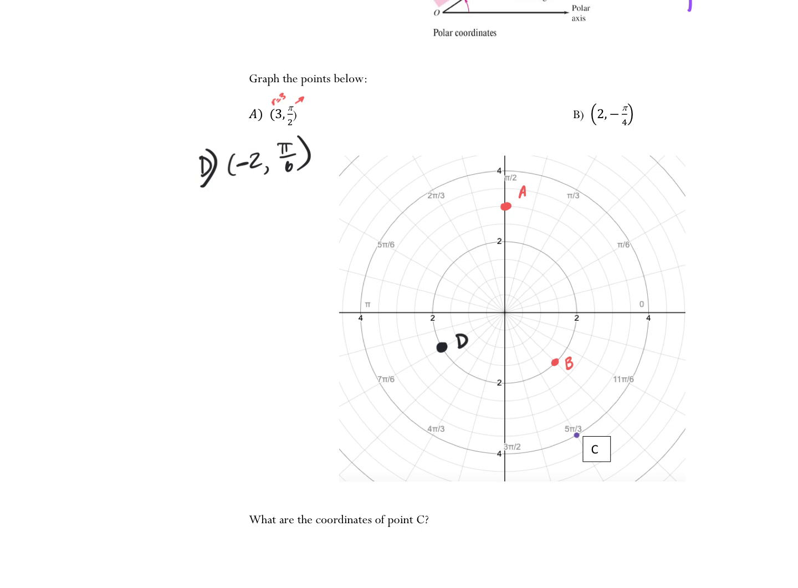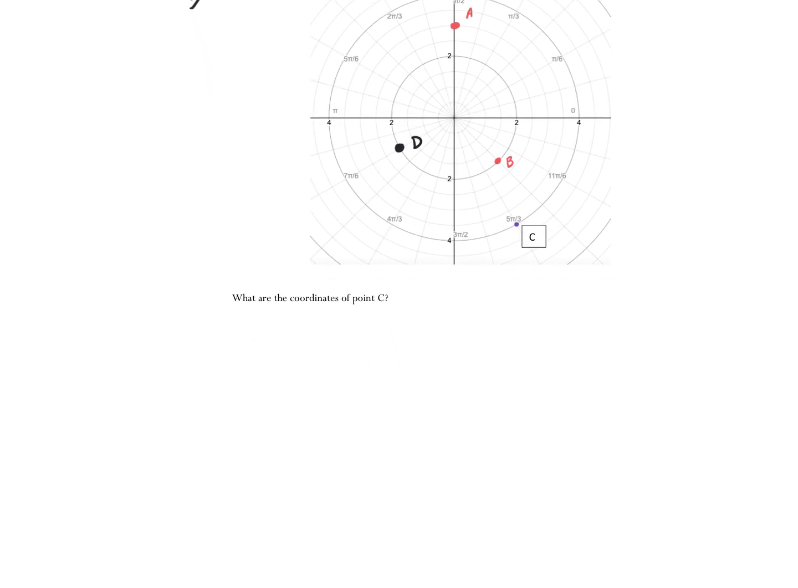All right, so y'all, if I asked you what are the coordinates of this point C, what would you tell me? 4, negative pi over 3, great. Or 4, 5 pi over 3. Or negative 4, 2 pi over 3. All of those would get you to this location.